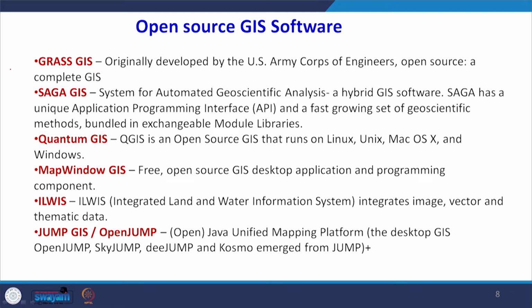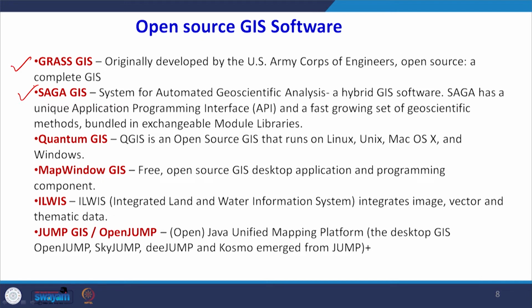GRASS GIS, in fact, which was developed by the US Army Corps of Engineers, is a complete GIS package in itself. Then another one could be SAGA GIS. It is a hybrid GIS software. It has a unique application programming interface and is bundled with exchangeable module interfaces. So that is the advantage.